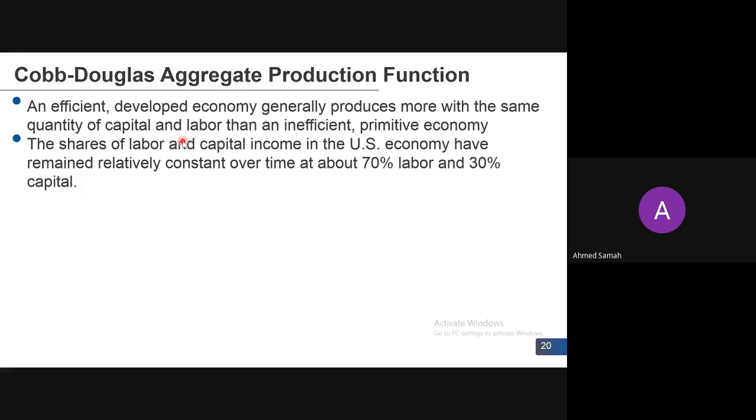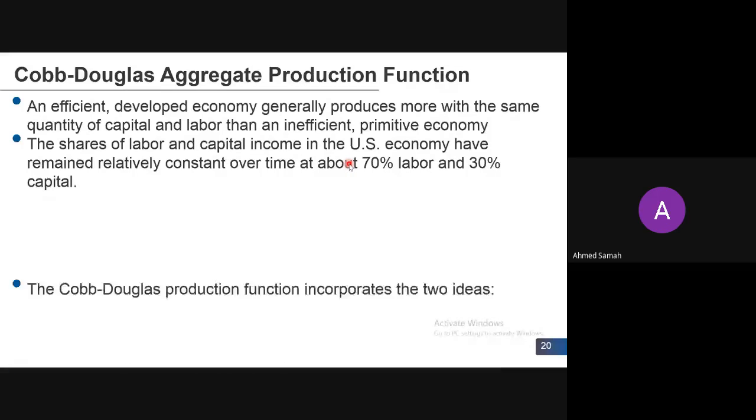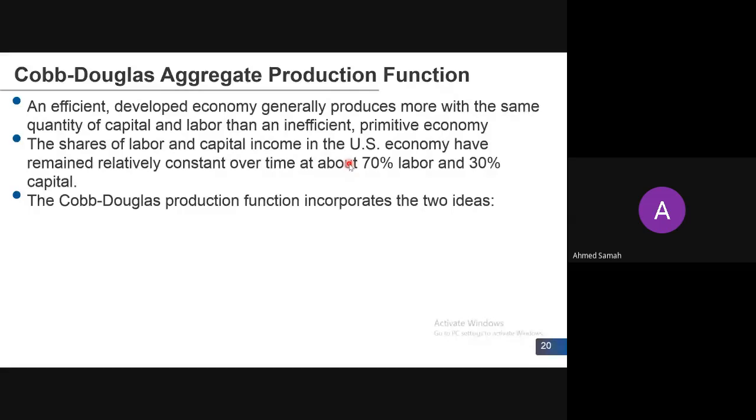The share of labor and capital income in the United States economy has remained relatively constant over time, at about 70% for labor and 30% for capital. Based on these levels, the Cobb-Douglas production function is actually derived. So the Cobb-Douglas production function incorporates these two ideas.